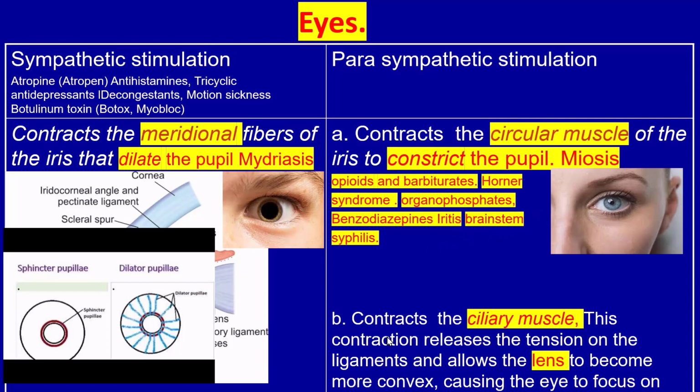Parasympathetic stimulation contracts the ciliary muscle. This contraction releases the tension on the ligament and allows the lens to become more convex, causing the eye to focus. So this actually occurs during rest condition, and when we take food. So for clear vision, miosis occurs, and the pupil is constricted by activation of the parasympathetic nervous system.